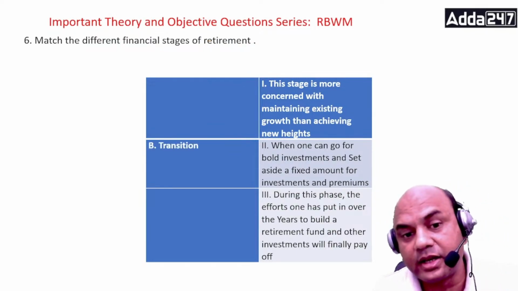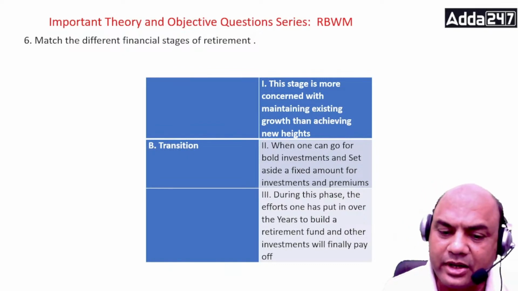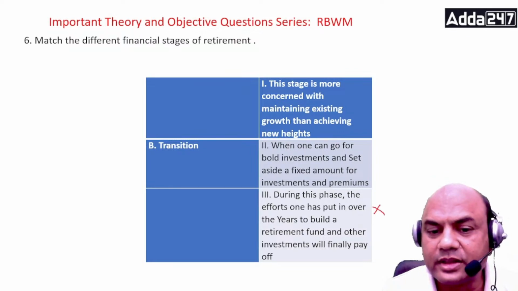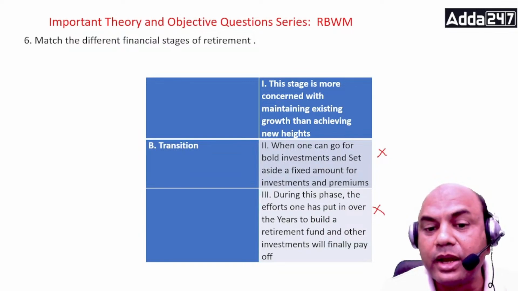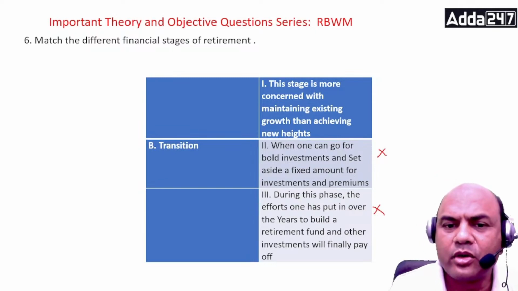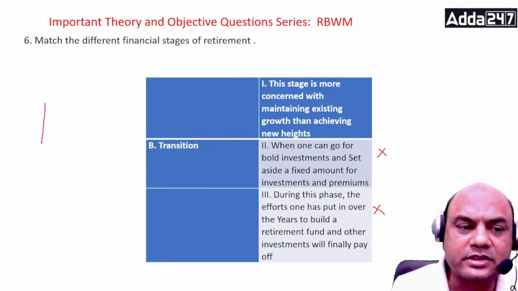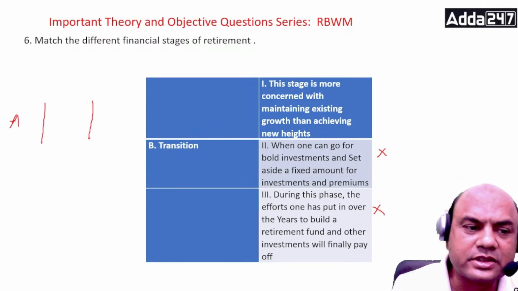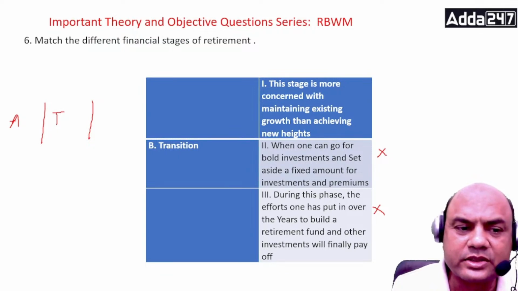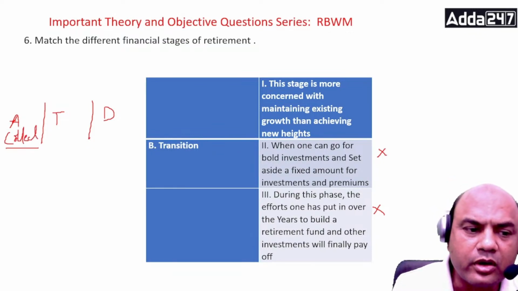Second, now it is divided. What did I say? Transition. Transition means what? Of course, retirement is gone, so this is gone. So only one remains: the stage more concerned with maintaining the existing growth than achieving new heights, isn't it? Don't you think so? It is right. What do we do in our life also? In our life there are 3 stages: accumulation first, then transition, and then the last one is distribution, right? In the initial years, what do we do? We try to collect the money, as much as possible, from job or from anything.